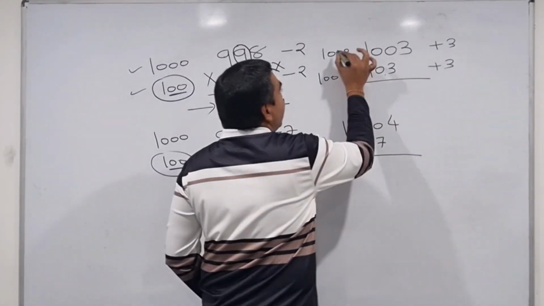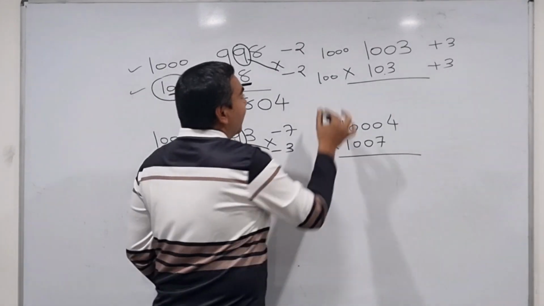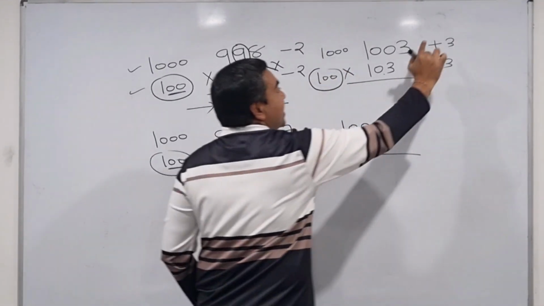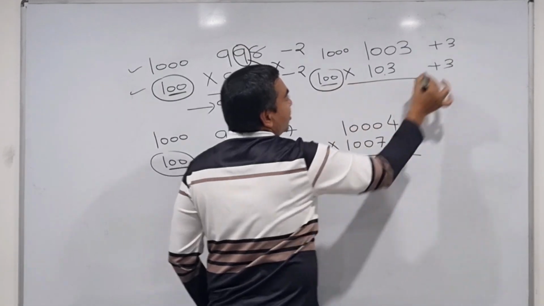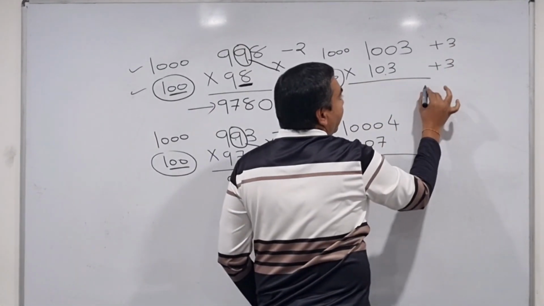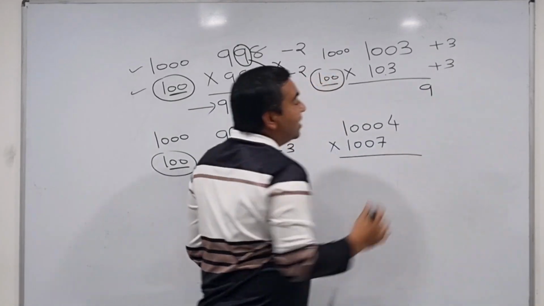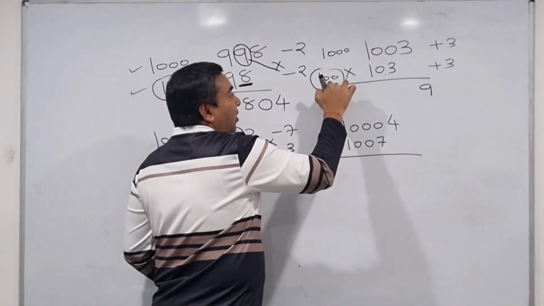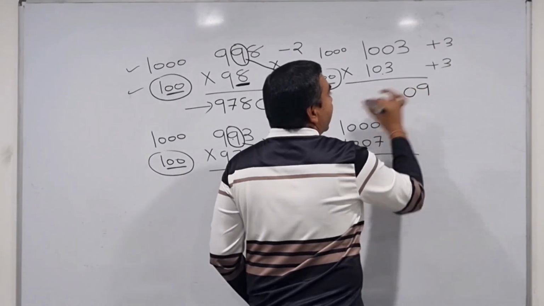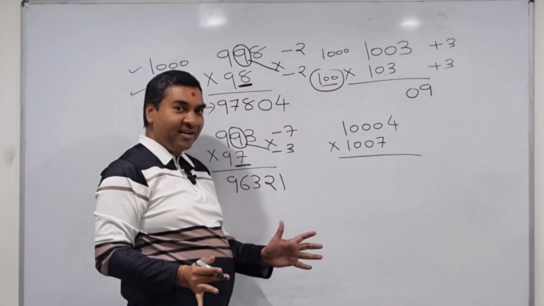Then, which one is my smaller base? My smaller base is 100. So whenever I multiply, there are 2 zeros. So I should have a 2-digit number. 3 3s are 9. I'm getting only a 1-digit number, but my smaller base has got 2 zeros. So it should be 2 digits. So I'm going to add 1 extra 0. Is that nice and clear, guys?